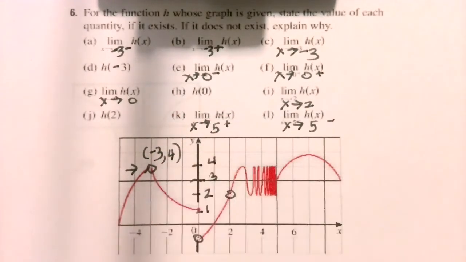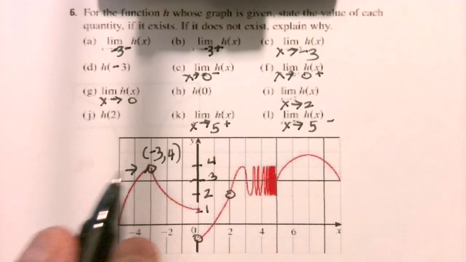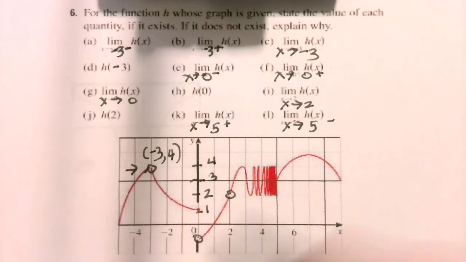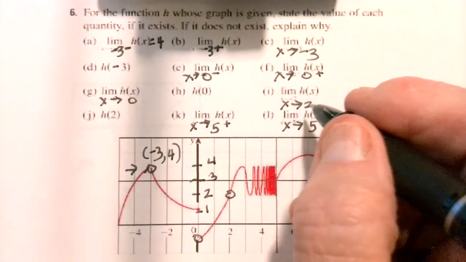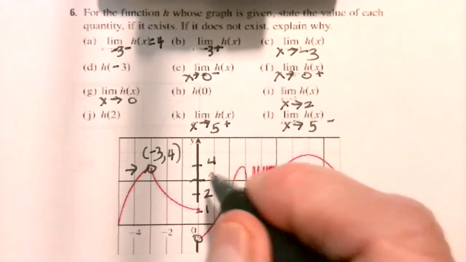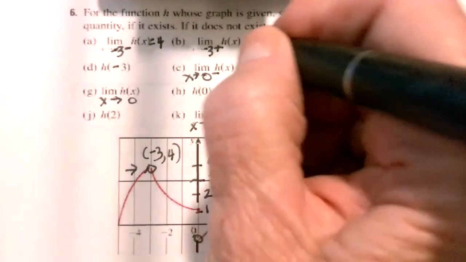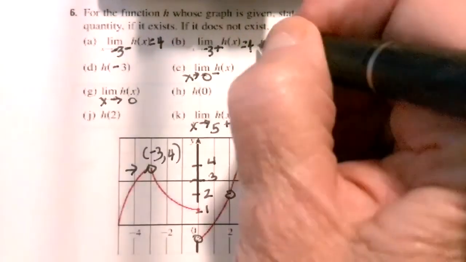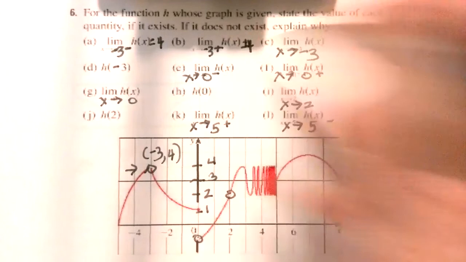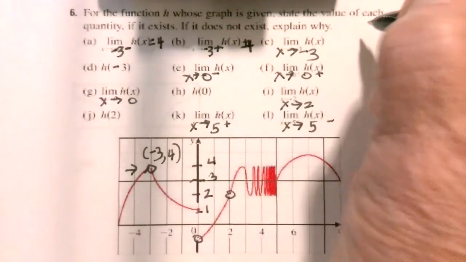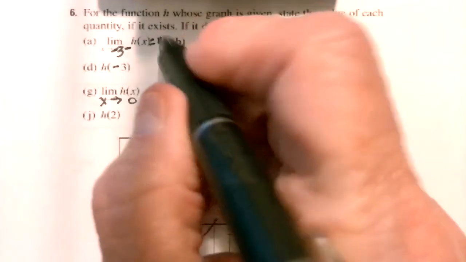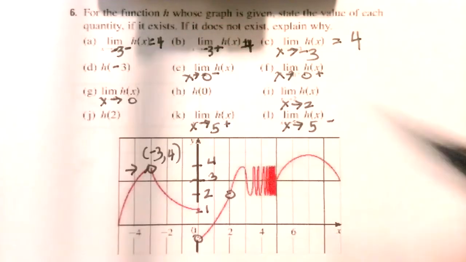And notice it's not really that point, it's not part of the graph, but the limit as x is approaching -3 from the left is 4. Okay, and then the limit as x approaches -3 from the right is also 4. They're both 4. So then the limit as x approaches -3 in general is 4 because these are the same number. You get 4 and 4.